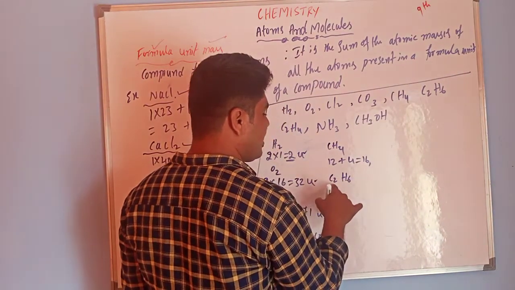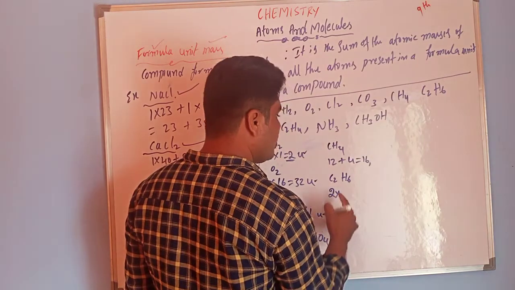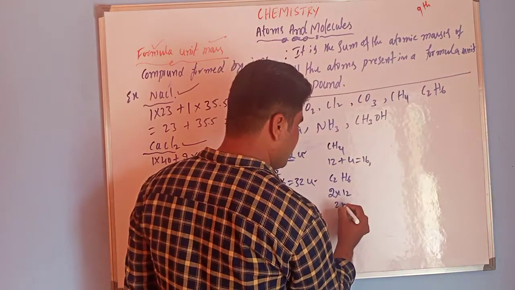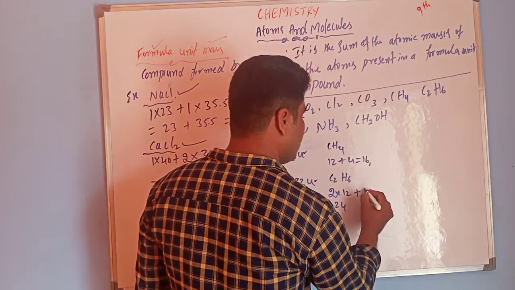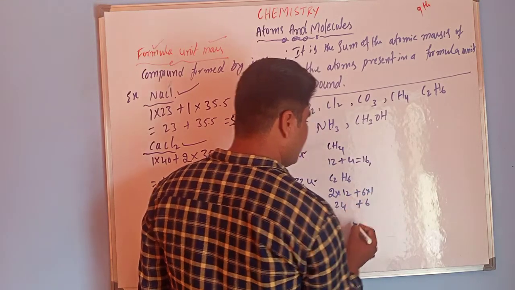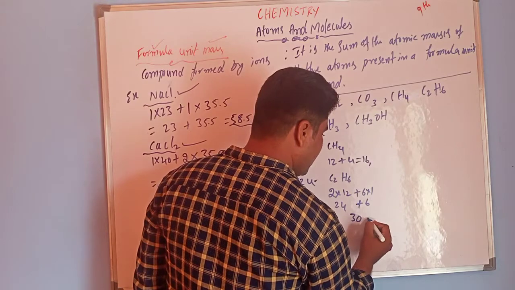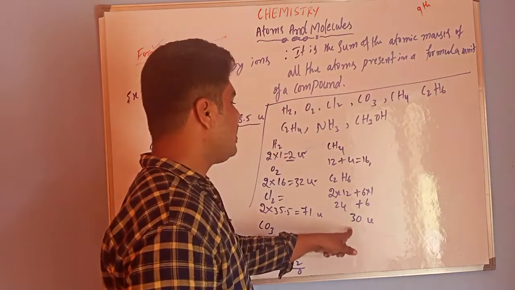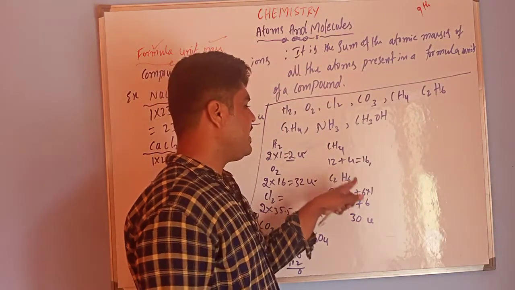Next, C2H6. How many carbon atoms? 2 carbon atoms. 2 into 12 is 24. Next, 6 hydrogen atoms. 6 into 1 is 6. 24 plus 6 is 30 u. That is the molecular mass of C2H6.